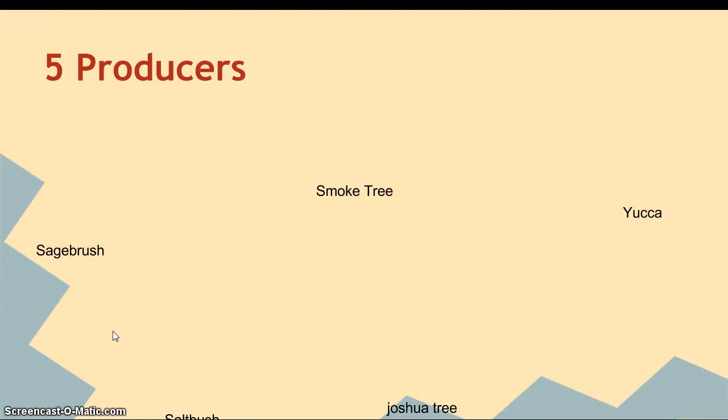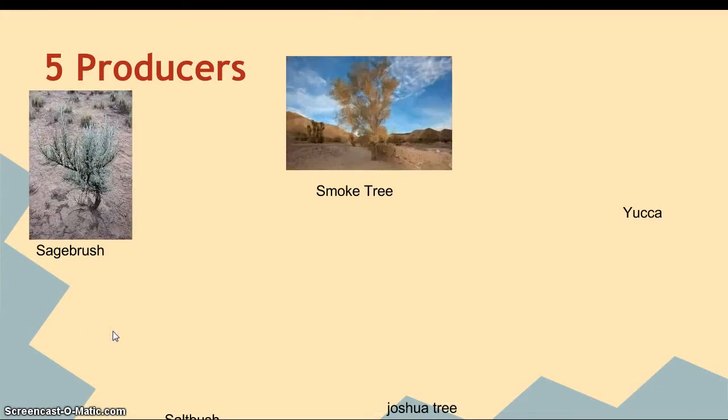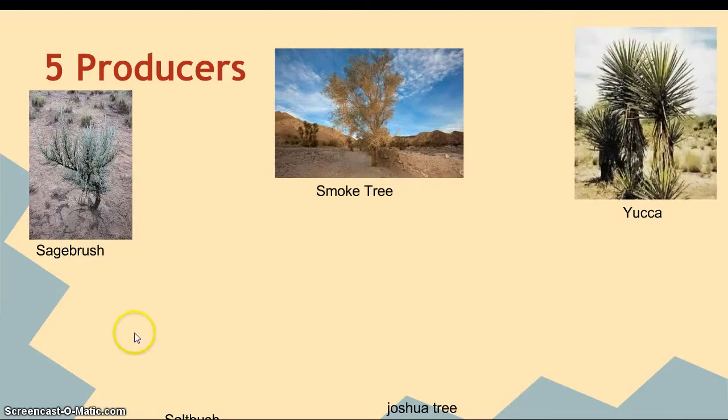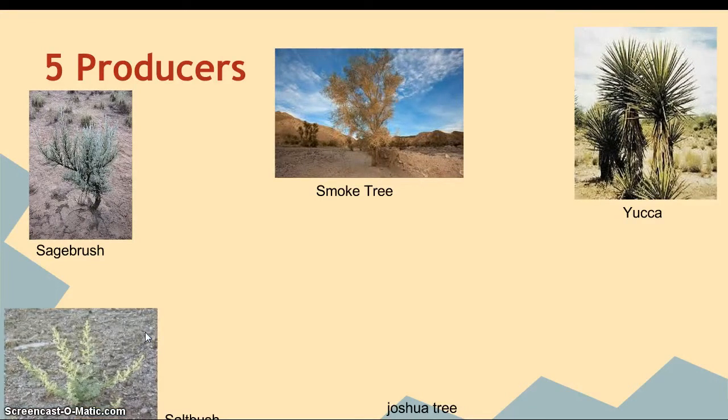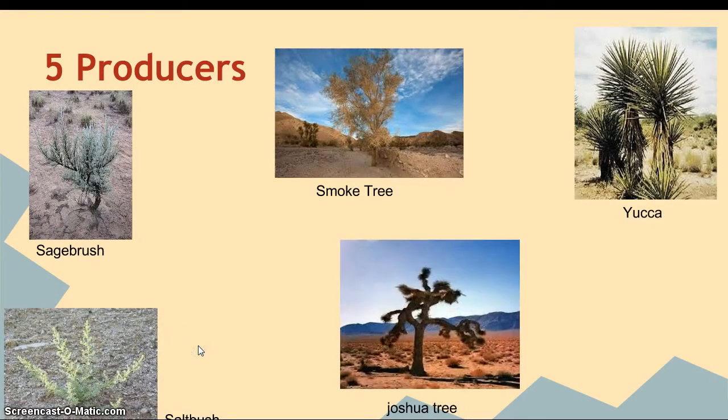Here are our 5 producers. Our 5 producers are the sagebrush, the smoke tree, yucca, saltbrush, and the Joshua tree.